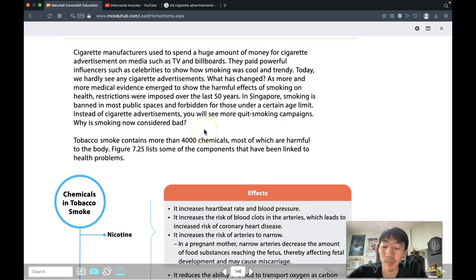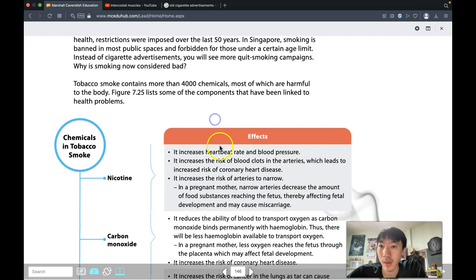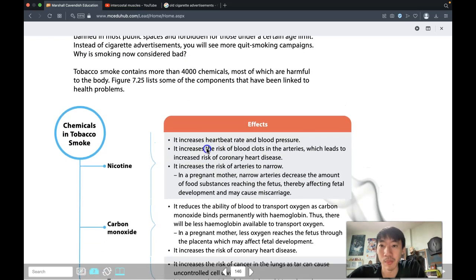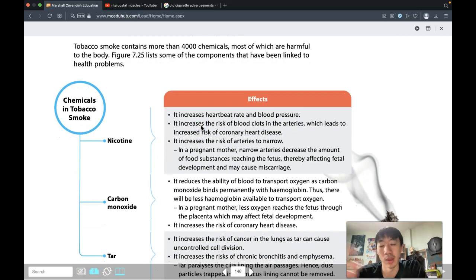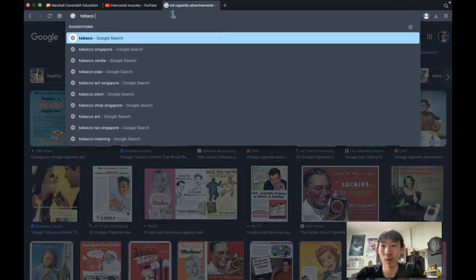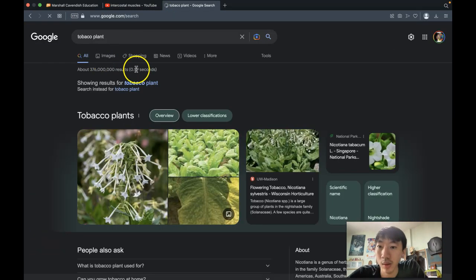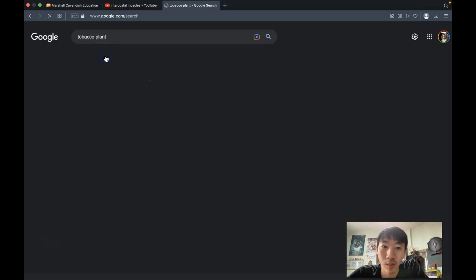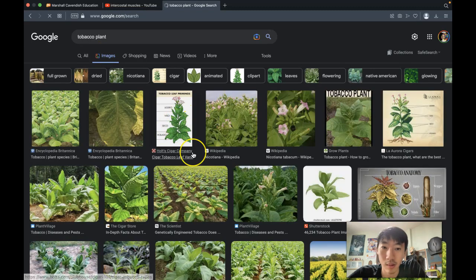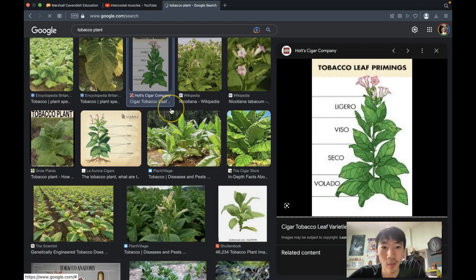Okay, so why is smoking bad? First of all, where does tobacco come from? A lot of people think that it's some product that comes out from the air or something. Tobacco is actually a plant. So, tobacco plant, spelled wrongly. It's grown like this, and like most plants, they are grown on a farm.